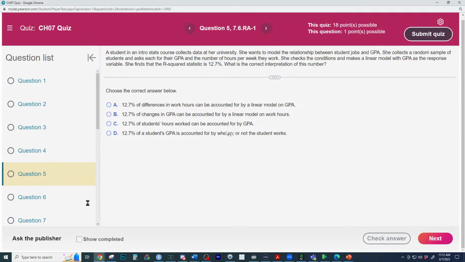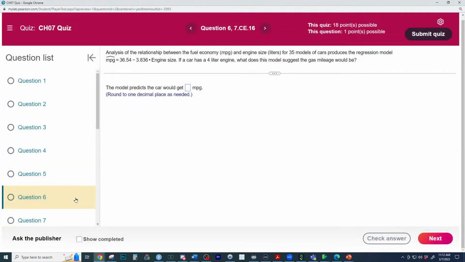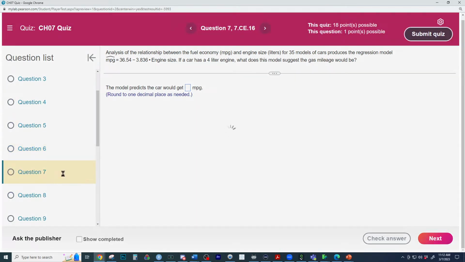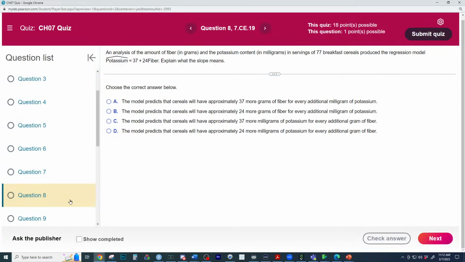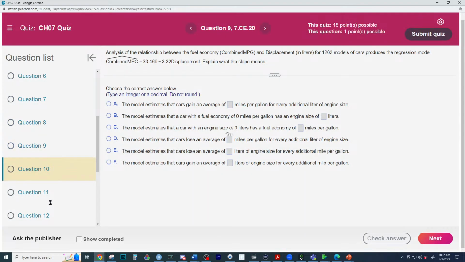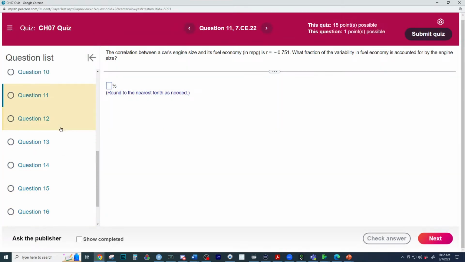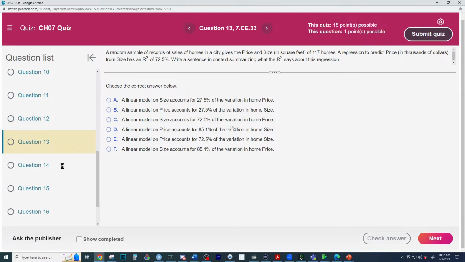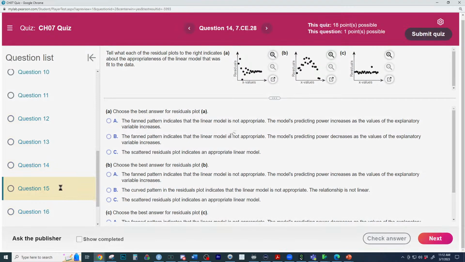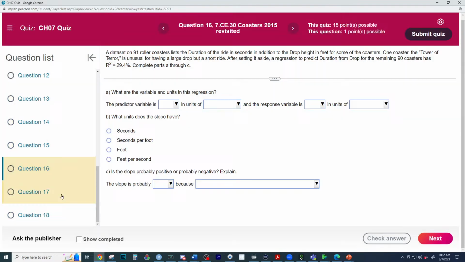A data set of 91 roller coasters. Here we are, data set 91 roller coasters. And this is Fall 2023, Stat 201, Chapter 7 quiz. Okay. So when we do this question right here, what are the variables and the units?